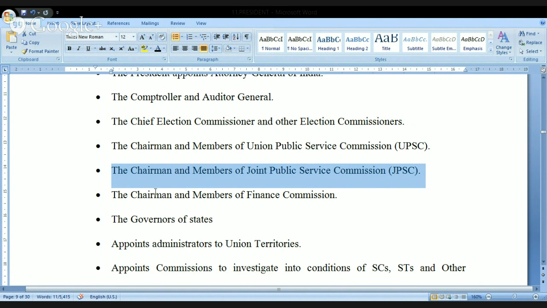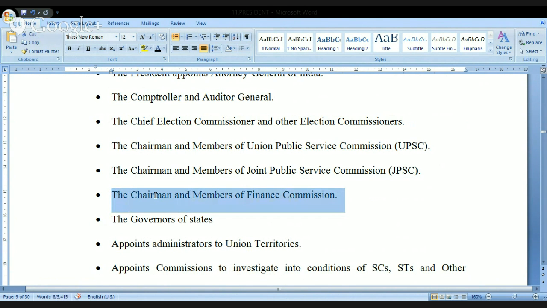Similarly, I also have the chairman and members of the Finance Commission. Finance Commission is mentioned under article number 280. It will recommend the division of taxes between central government and state governments. And there is a chairman and 4 other members. Every person is appointed by the President.